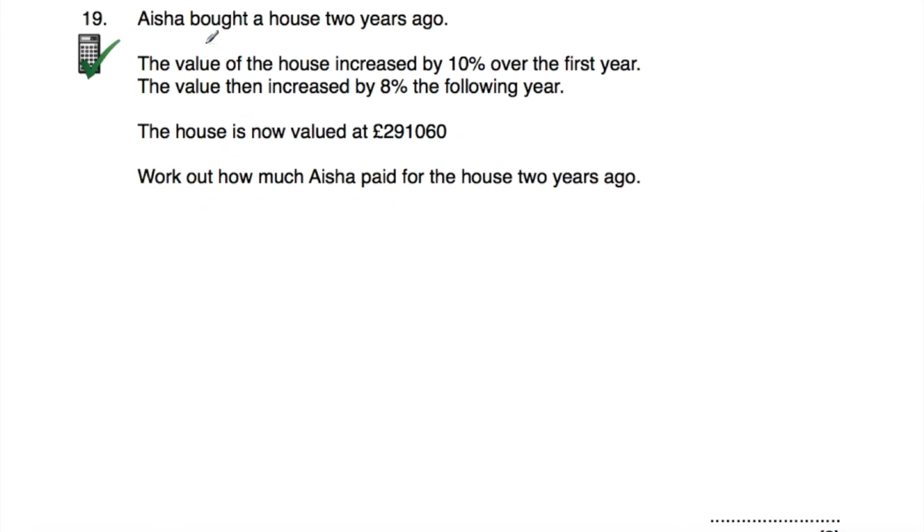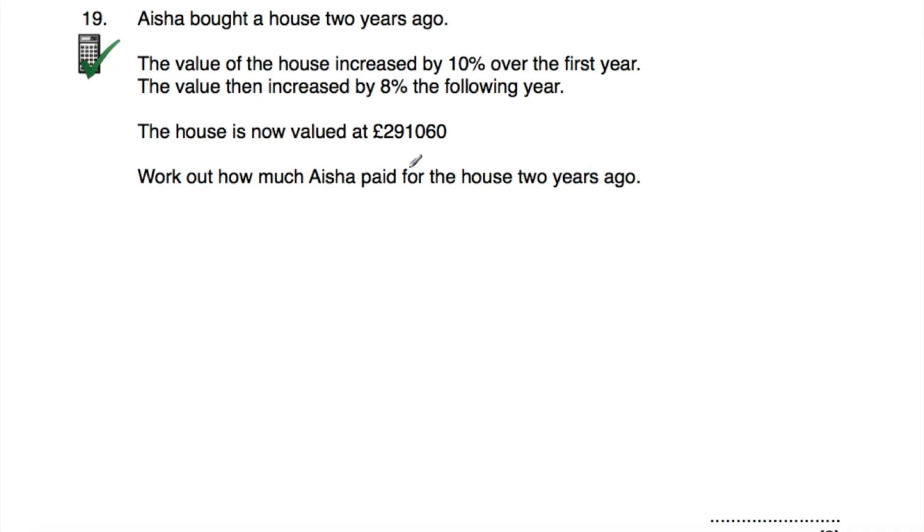So question number 19 says, Aisha bought a house 2 years ago, and the value of the house increased by 10% over the first year. So whenever she bought it, it increased by 10% over the first year, and then it increased by another 8% over the following year. And the house is now valued at £291,060. And the question says, work out how much money Aisha paid for the house 2 years ago.